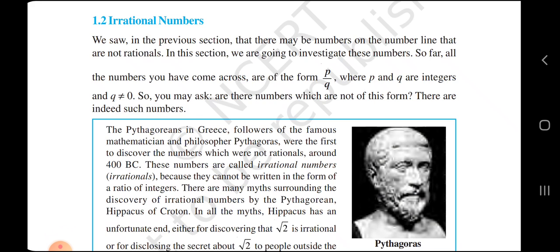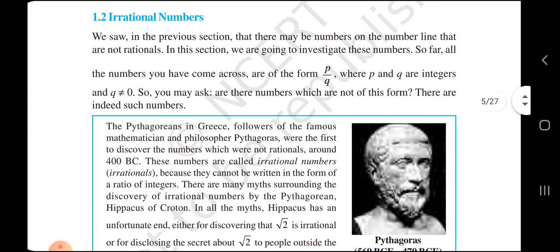The Pythagoreans in Greece, followers of the famous mathematician and philosopher Pythagoras, were the first to discover numbers which were not rational. These numbers are called irrational numbers; in simple words, those numbers that are not rational numbers are called irrational numbers.